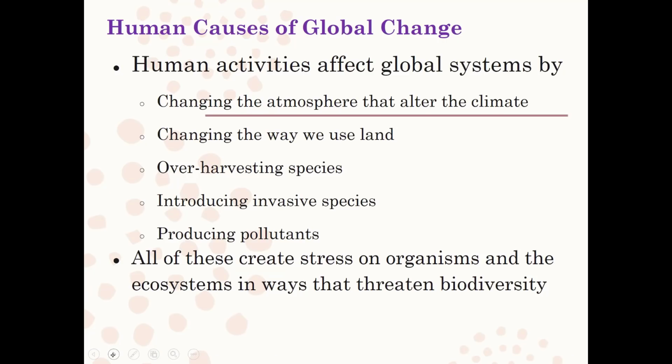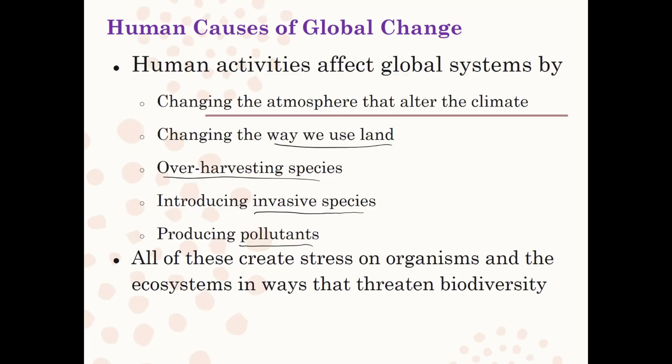Now, when we look at the cause of this and what ended up resulting in it, how some of our activities affected our global systems, we look at how the atmosphere has changed and how that resulted in climate change. We look at how the way land is being used, over-harvesting or over-hunting of species. We look at how invasive species has changed our biosphere. We look at how pollution has changed our biosphere.